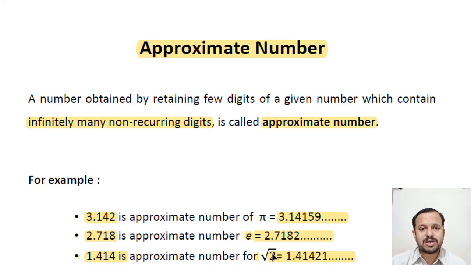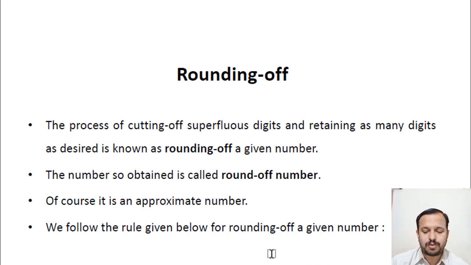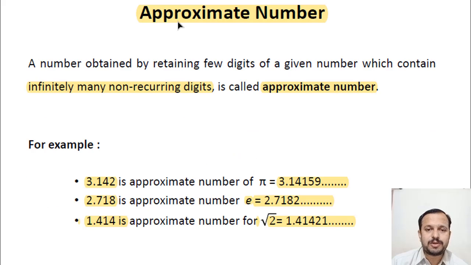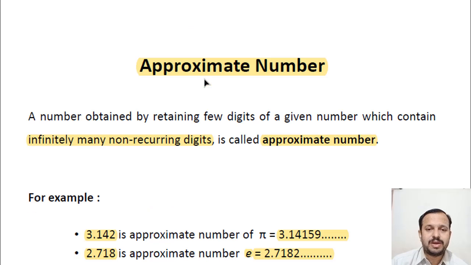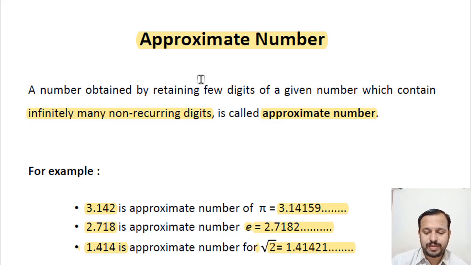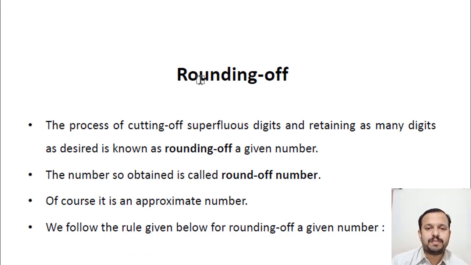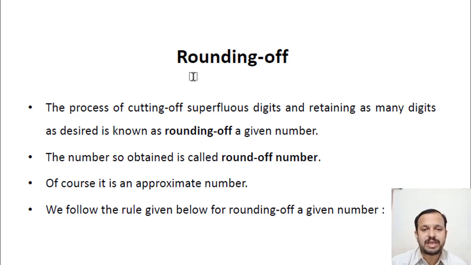So in this process, that is in the process of getting an approximate number from the given number, an important process is involved, and that is called rounding off. So rounding off is a process of cutting off the superfluous digits and retaining as many digits as desired, and is known as rounding off a given number.